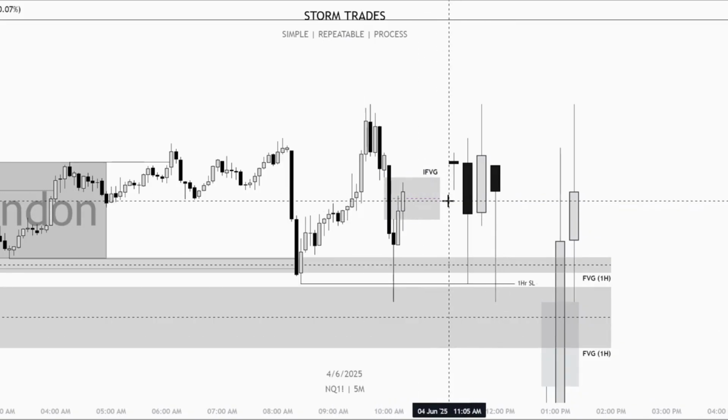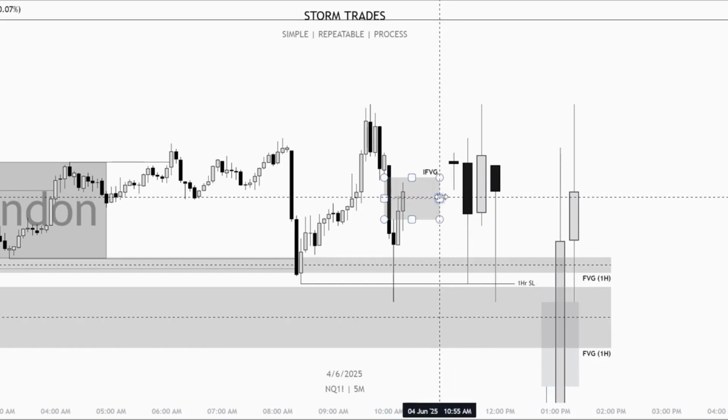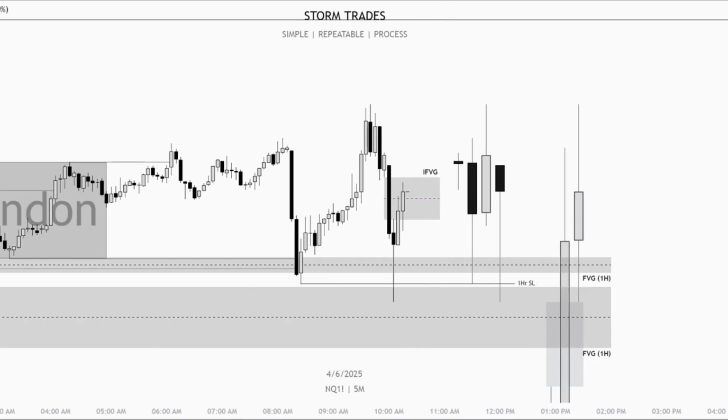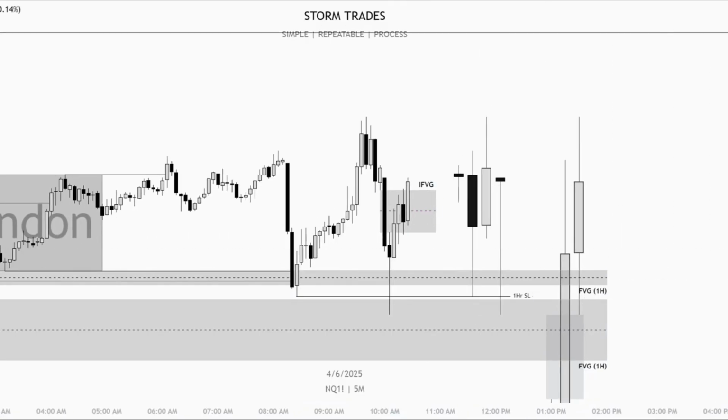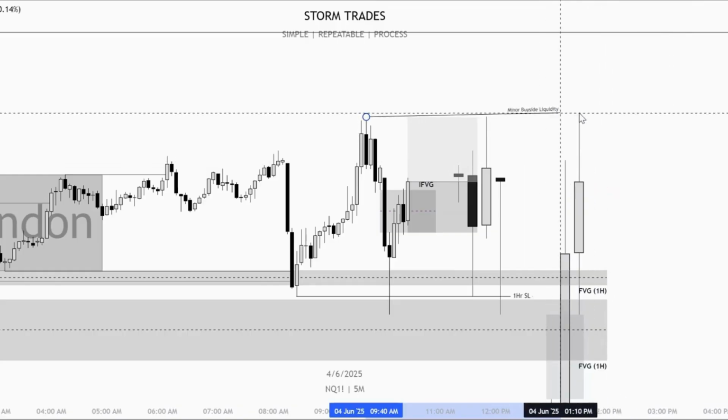I want to see how price reacts to this. At this point, this is a bearish M5 fair value gap. I want to see how it reacts out of this. And I'm watching. At this point, we have a strong close above. So I am taking a look at this minor buy side liquidity up here.